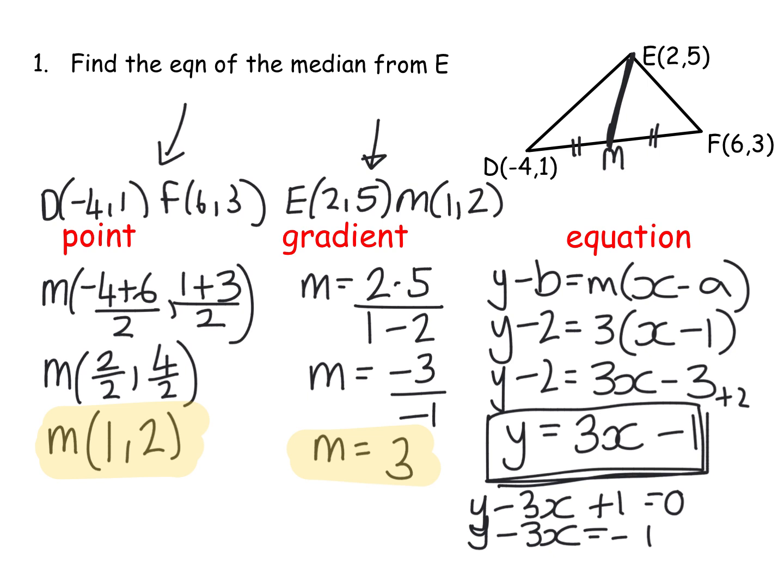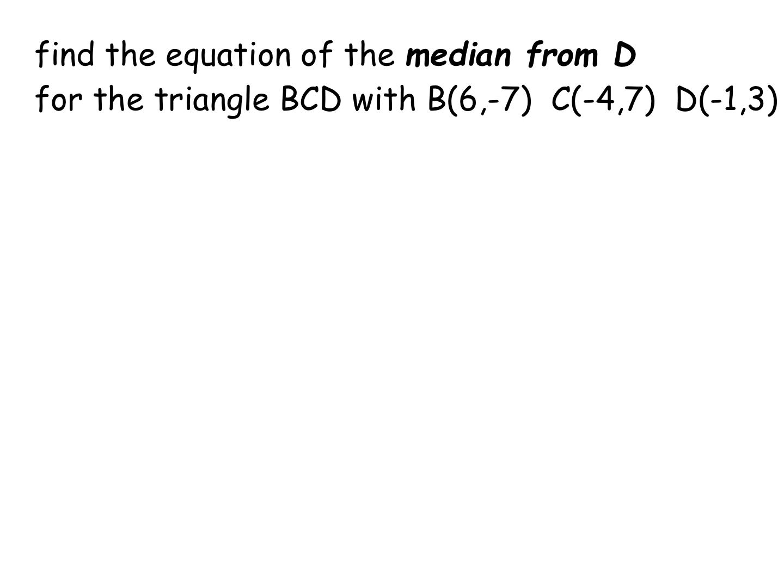Let's look at the second example. This time I haven't been given a triangle, so do you know what I'm going to do? I'm going to draw my triangle. So I have a random triangle. It doesn't matter how you draw it. I know it's BCD. Let's read the question. It's looking for the median from D. So from D coming to the opposite side, there is my M. So I'm looking for the equation of this line here, M to D or D to M, whichever way around you want to think about it.